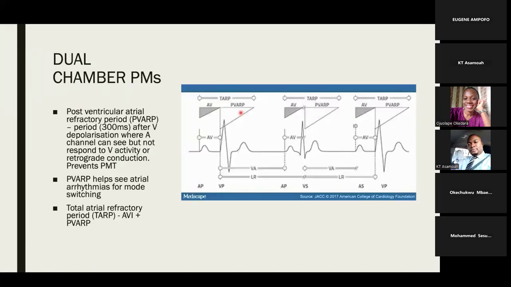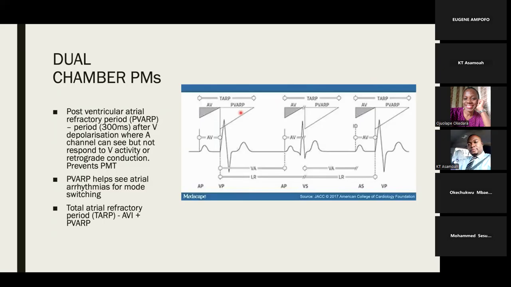So the idea of the PVAP is that, one, it stops the atrium from responding to retrograde P waves from ventricular depolarization, so that you can have a normal lower rate interval go through the cycle again, to prevent pacemaker mediated tachycardia. Another benefit of the PVAP is that the atrial lead does not respond to impulses, but it quote unquote sees what is going on.